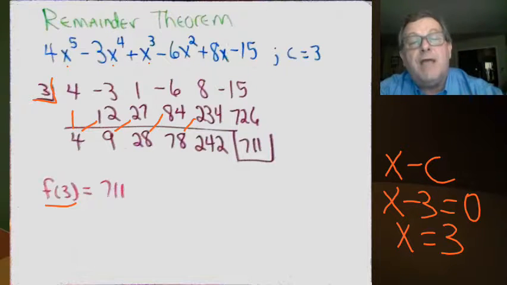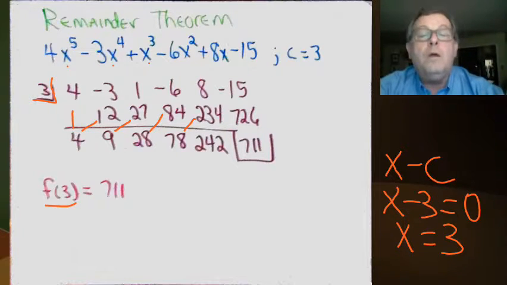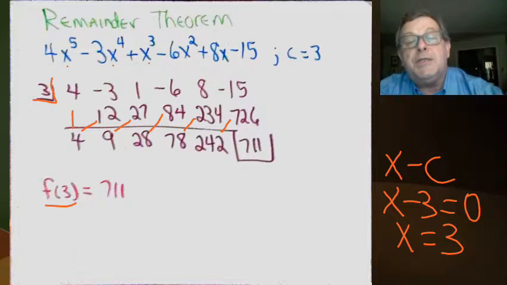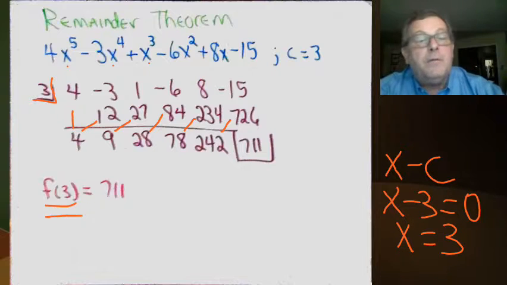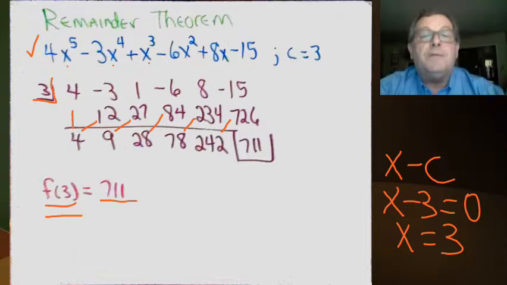3 times 78 is 234. 8 plus 234 is 242. And 3 times 242 is 726. And minus 15 plus 726 is 711. So then we could write here that f of 3, given this polynomial function, is equal to 711.